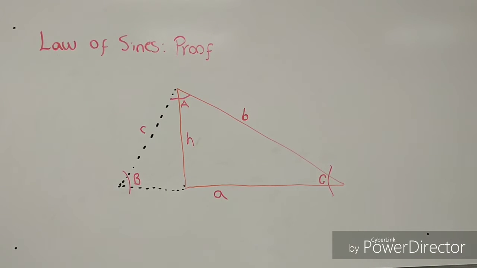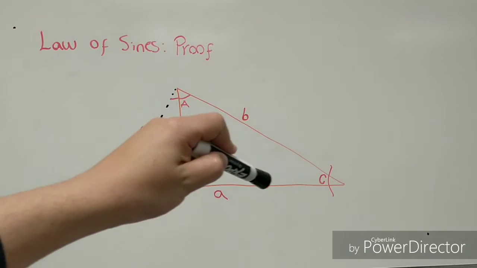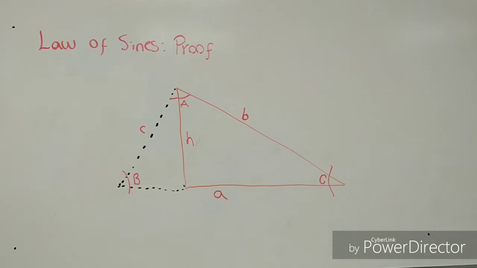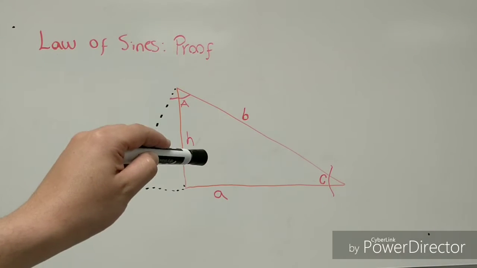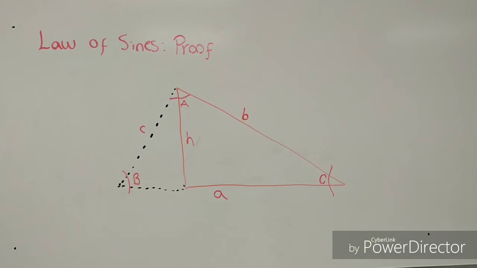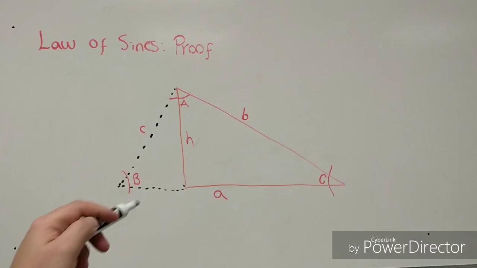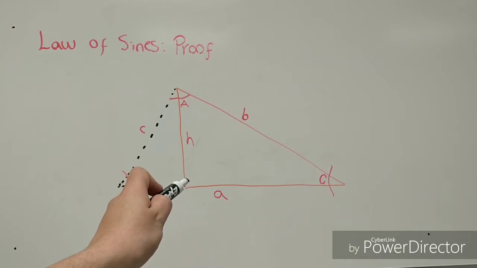So, in previous lessons we have learned that these kind of triangles, the one in red, are called right triangles. They are called right triangles because they have one angle that is 90 degrees. In this case, it's going to be this one over here, right? So what happens when the triangle is not right?